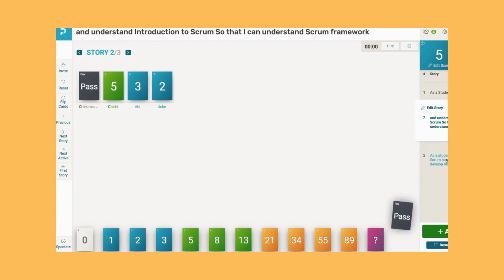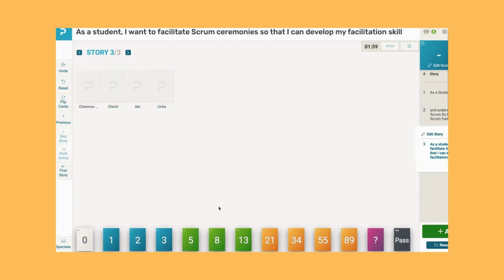So let's try the third one just to see how our timer works. So you see, the timer will start counting and I will say, okay, team, if you do have a question, please ask. If you don't have any question, please, can you go ahead and give me your estimate? Right? And then, so please go ahead and give me your estimate.